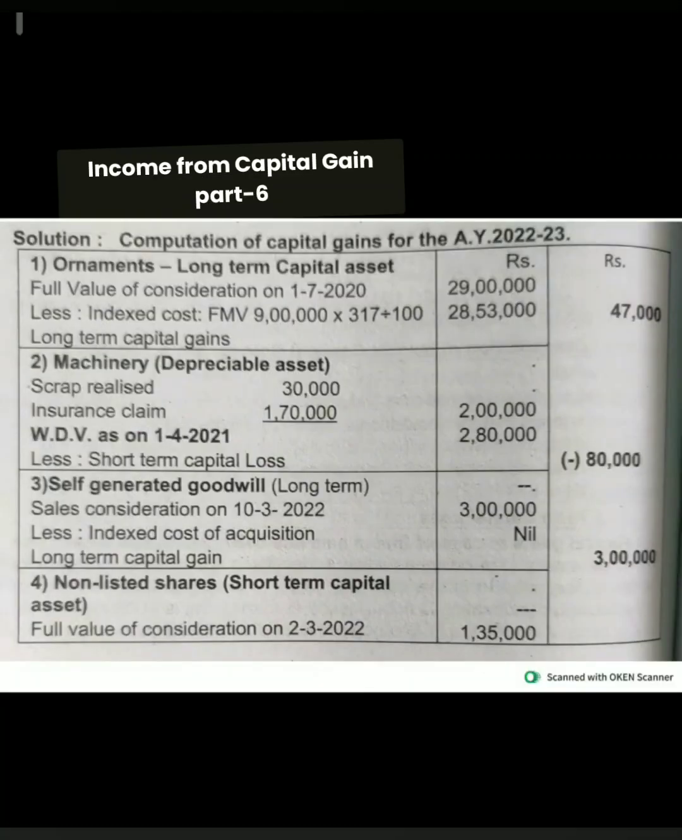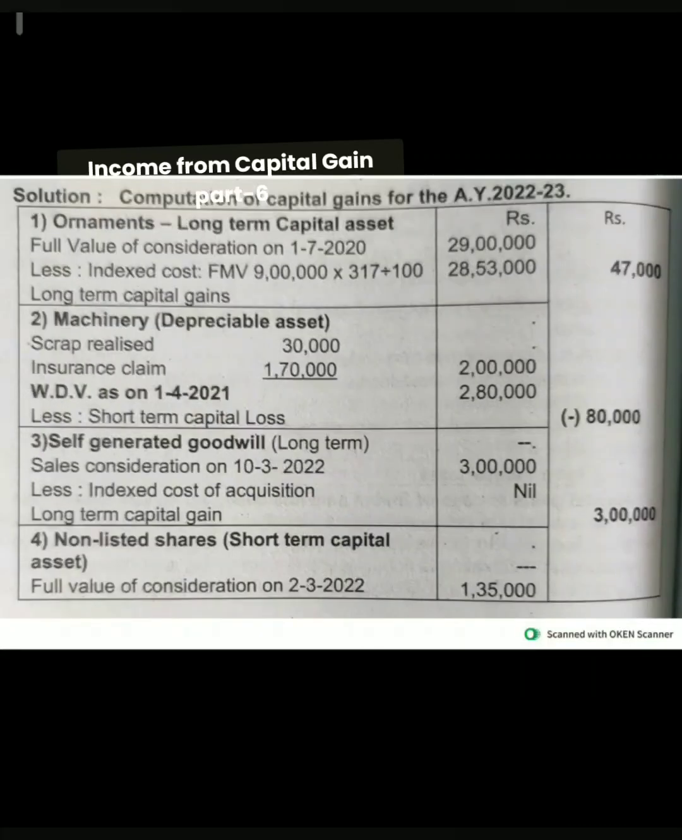So here is the solution for this machinery, a depreciable asset. The asset is destroyed and scrap value received is 30,000, insurance claim 1,70,000. So full value of consideration is 2 lakh, less WDV as on 1/4/2021 of 2,80,000. Here the WDV is more than the received amount, so there is a short-term capital loss of 80,000. So this is the solution for your second asset.